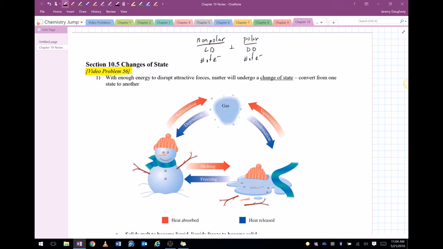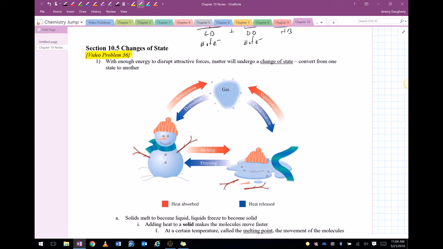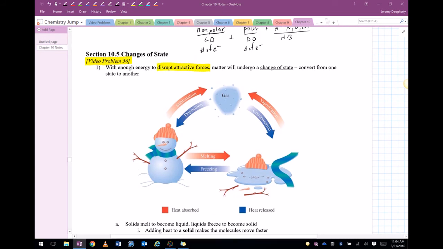And then if it's polar and it has a hydrogen bound to a nitrogen, oxygen, or fluorine, well, then it's going to have hydrogen bonding. And again, even within hydrogen bonding, the number of electrons or the number of possible hydrogen bonds that it can form, both of those affect the strength of that hydrogen bond. So what we're talking about here is disrupting those attractive forces, disrupting those intermolecular forces.